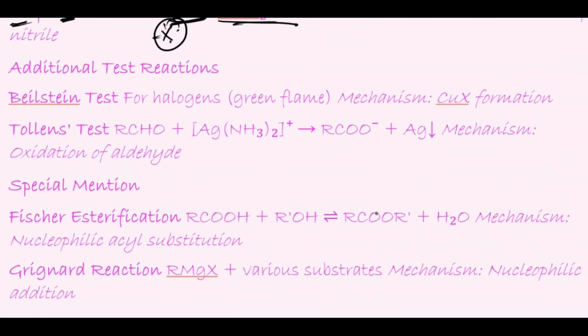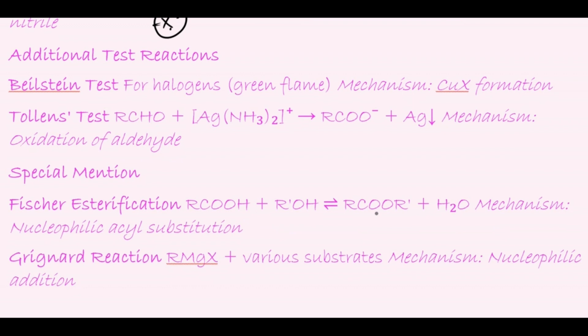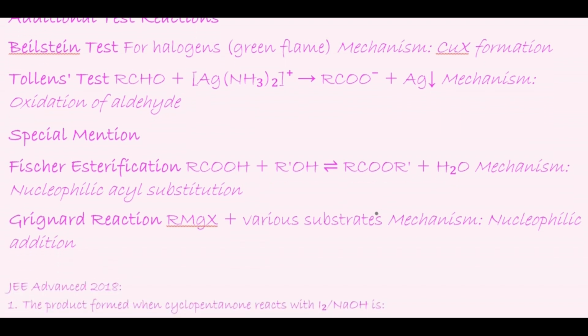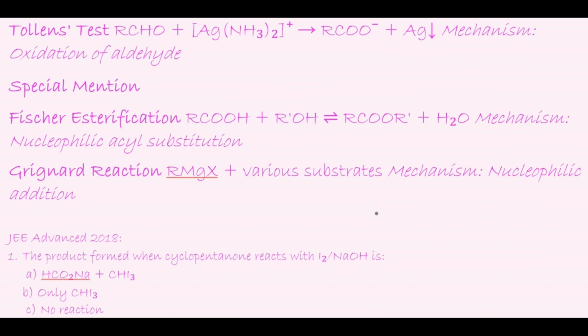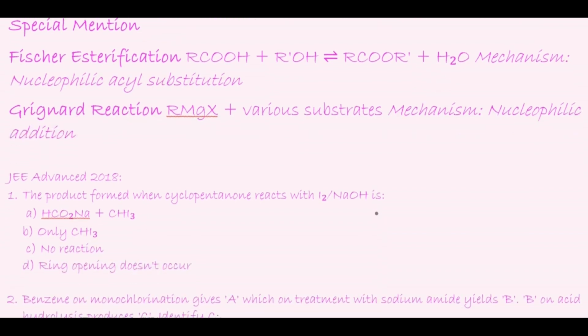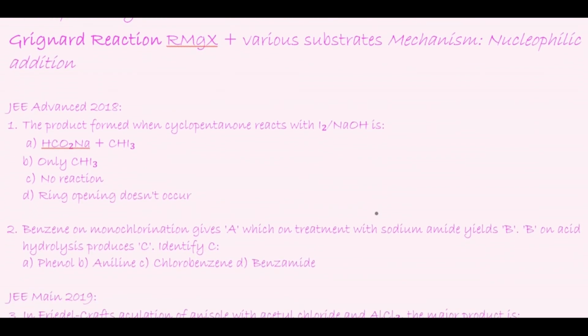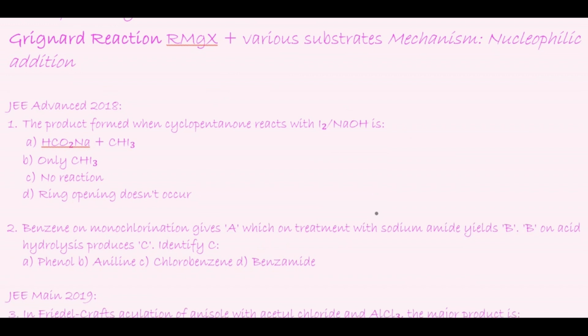Then Tollens test positive: aldehydes will give a silver mirror, and in the case of Fehling's reaction, that will give you the red precipitate. Fischer esterification, what are the rearrangements happening over there: alcohol and carboxylic acid will give you esters. The applications of Grignard reagents, please be careful with that. Depending on the reactant, it will give you the product.